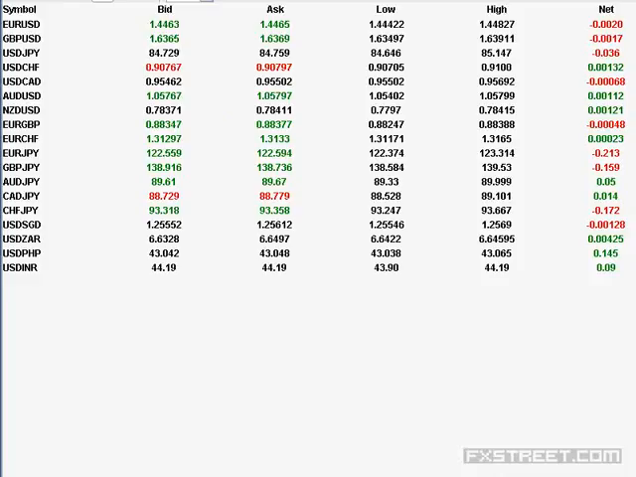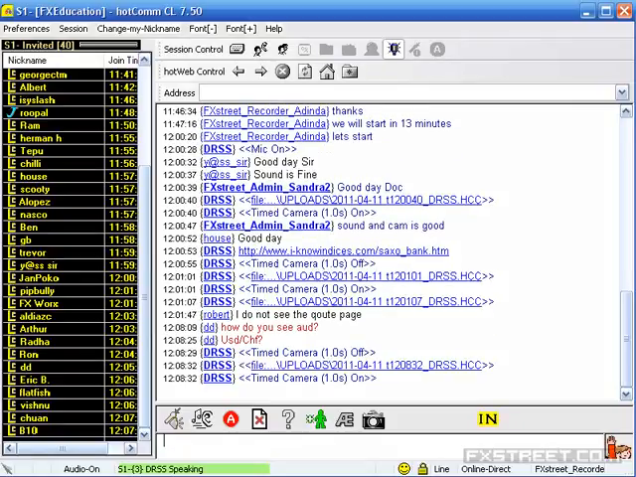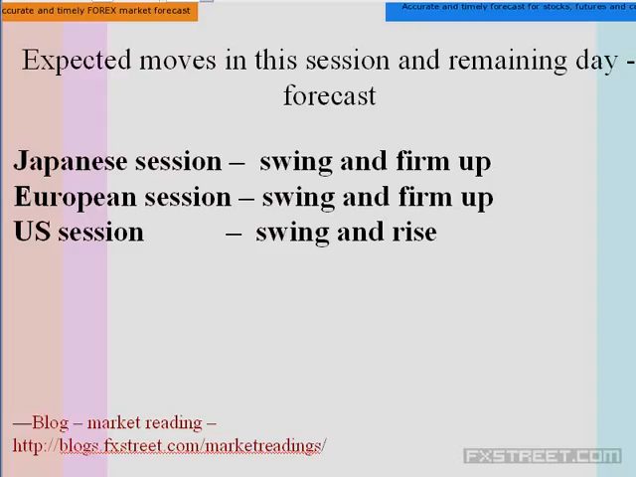Let me minimize the PowerPoint presentation, this live market quote page, and focus the camera over the PowerPoint presentation and explain the expected market moves for today. Today we could come across some subdued moves and higher level consolidations. Swing and firm up moves are expected during the Japanese session. And in the European session again, a swing and firm up move could be seen. Not much of a data release and things like that.